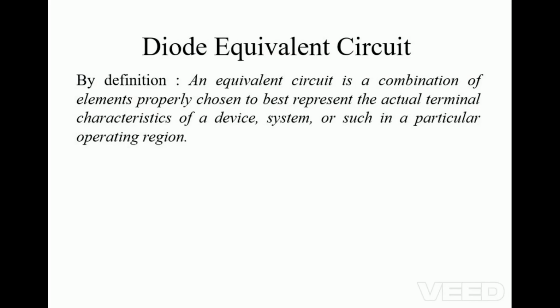It is a combination of elements properly chosen to best represent the actual terminal characteristics of a device, system, or such in a particular operating region. In simple words, if we have a diode, it has a characteristics curve. We get the output, we keep on plotting the output, and in the end we get a characteristics curve, indicating or describing the behavior of the device.